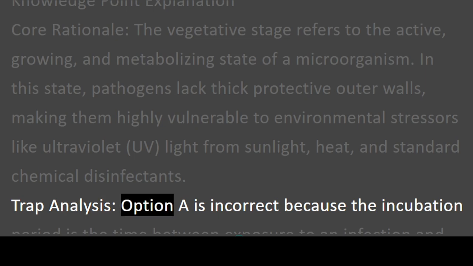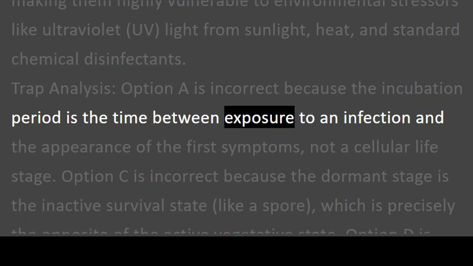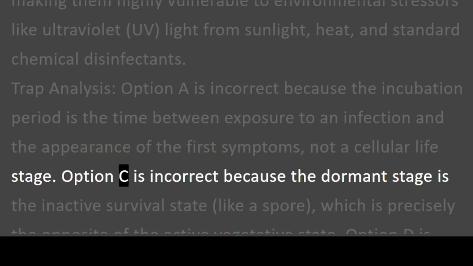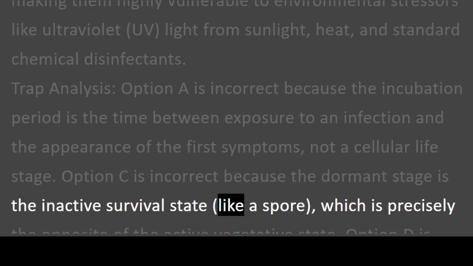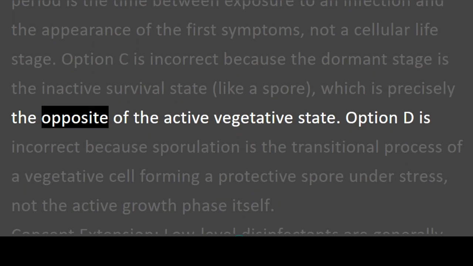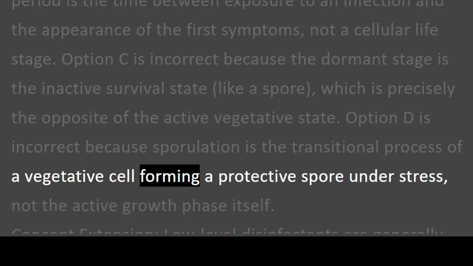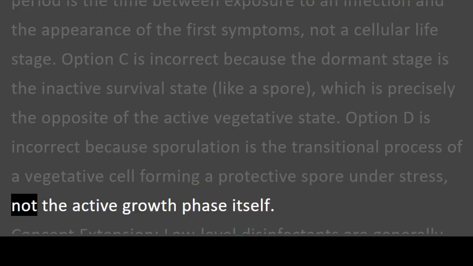Trap analysis. Option A is incorrect because the incubation period is the time between exposure to an infection and the appearance of the first symptoms, not a cellular life stage. Option C is incorrect because the dormant stage is the inactive survival state, like a spore, which is precisely the opposite of the active vegetative state. Option D is incorrect because sporulation is the transitional process of a vegetative cell forming a protective spore under stress, not the active growth phase itself.